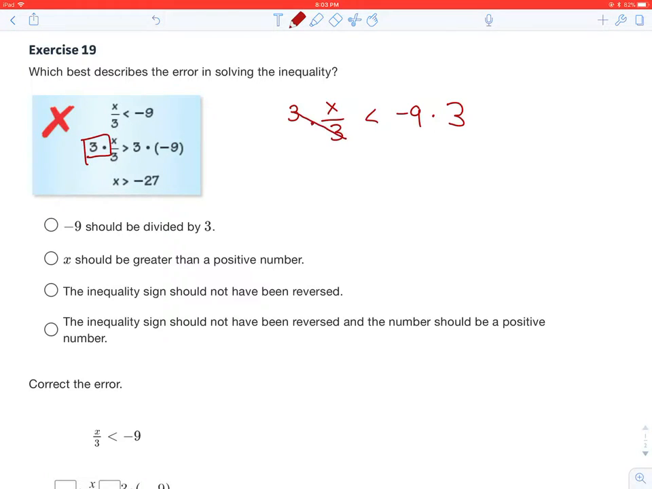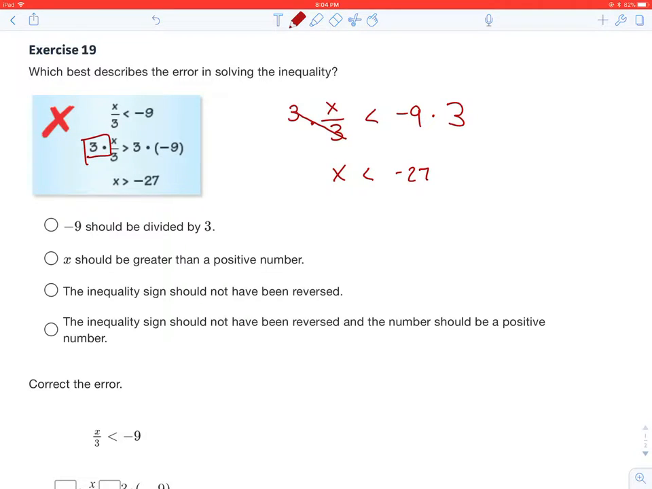Okay, so now when I do that, 3x divided by 3, I can cross simplify that, and that's going to leave me with just x is less than, I'm not going to flip the sign because I multiplied by a positive number, not a negative number, and then negative 9 times 3 is negative 27.